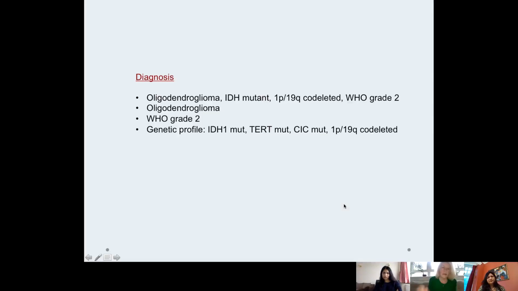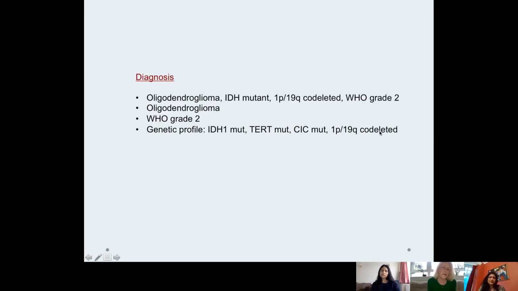So the diagnosis, histologically, this is an oligodendroglioma, histologically grade 2. The genetic profile confirmed the presence of IDH1 mutation. We also detected a 1p19q co-deletion, which is the defining mutation of oligodendrogliomas. And most of the times, tumors that show such a beautiful oligodendroglial morphology will be co-deleted. There's a very good correlation between oligodendroglial morphology and the presence of co-deletion.